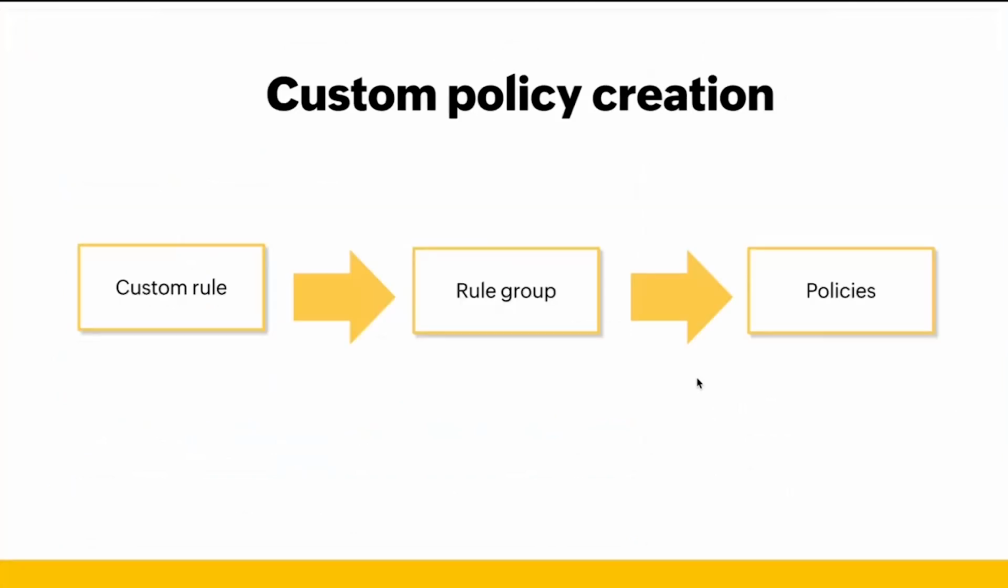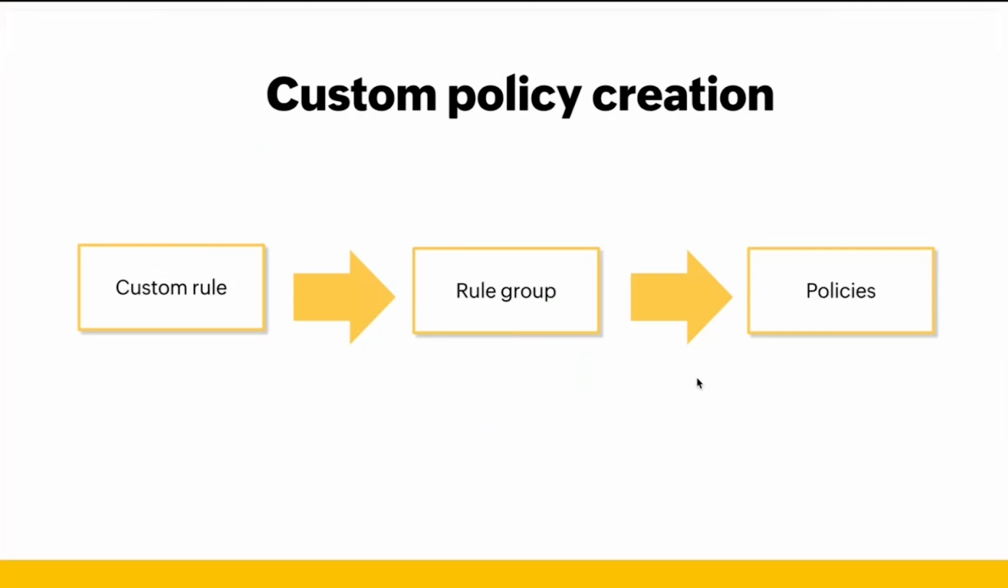For creating a custom policy, first you need to create a custom rule. Then group those rules into rule groups, and then those rule groups are associated as policies. After a policy is created and applied to devices, NCM will run a compliance check to check if the policy is followed or mandated on the devices. If not, a violation is triggered.